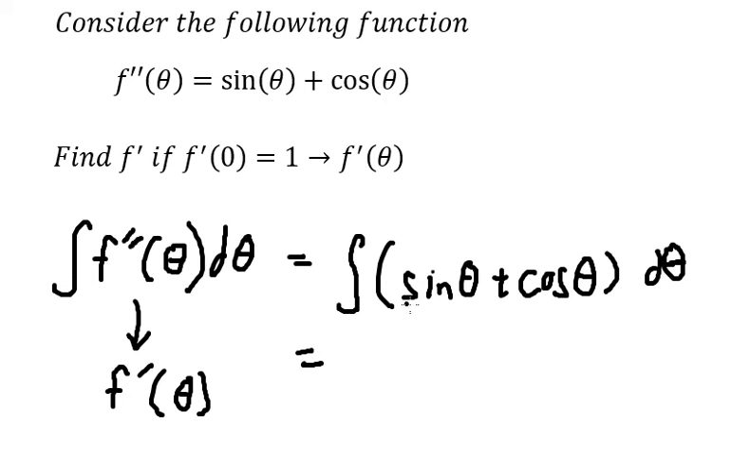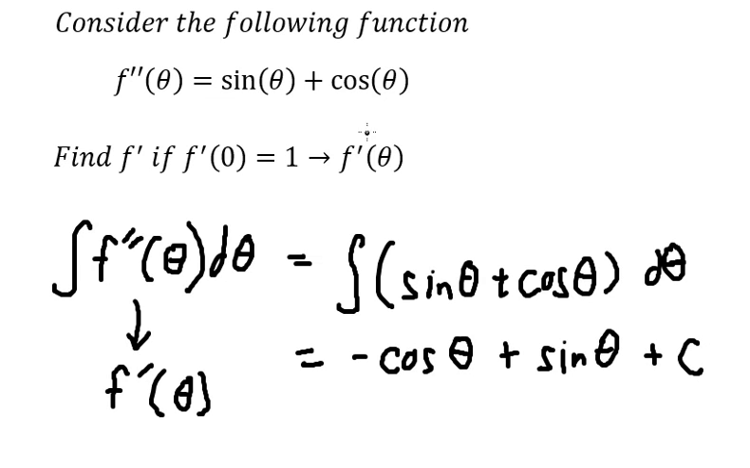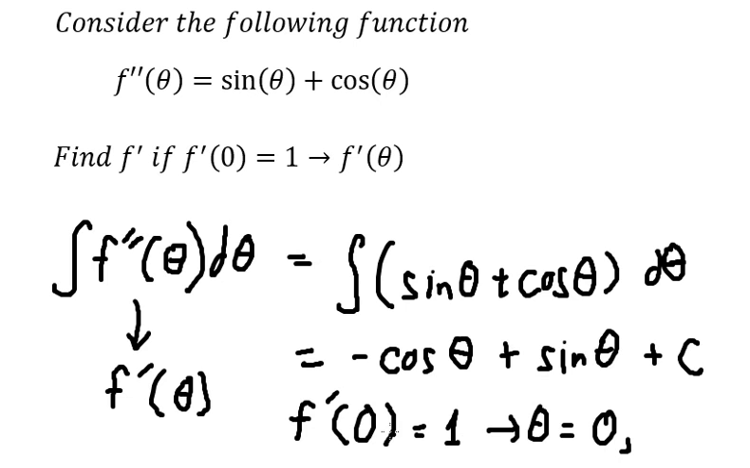So the integration of sine theta, we have negative cosine theta. The integration of cosine, we have sine. And I will put c. Now we have the condition. That is, when the first derivative of the function at theta equal to 0, we have 1. That means when theta equals 0, the first derivative equals 1.